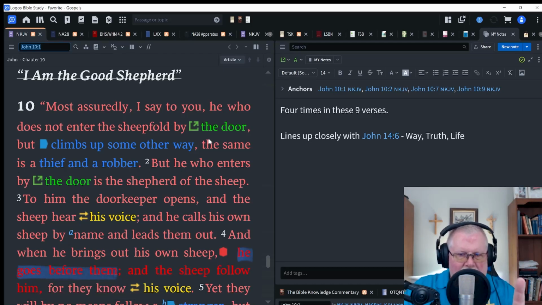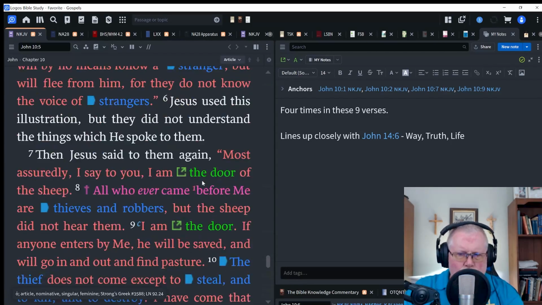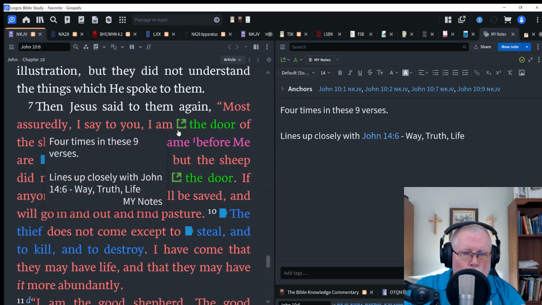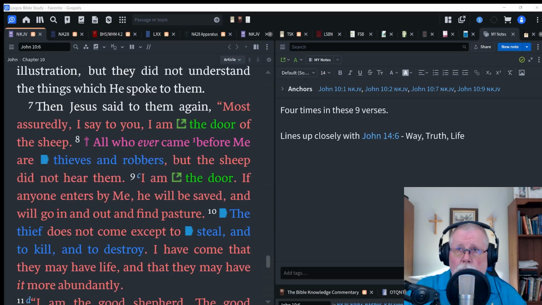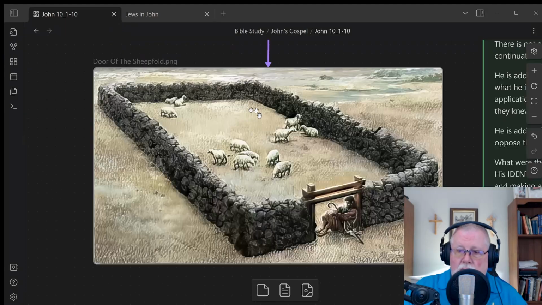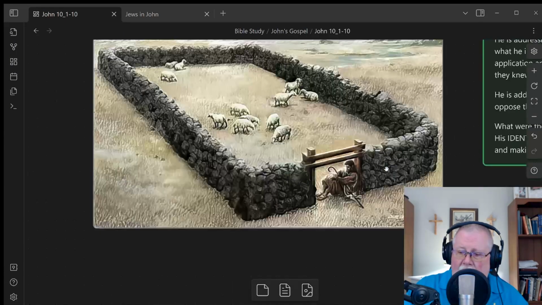Now, Jesus in this section, and you'll notice I color-coded things, the door. He says the door in this short nine verses, and that's all we're covering tonight, nine verses. He says it four times. And here in verse 7, he says, I am the door of the sheep. And that is why, and I'll pull the picture back down here, that is why it shows Jesus, in this artistic rendering, as the door.